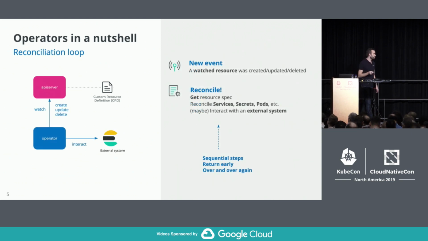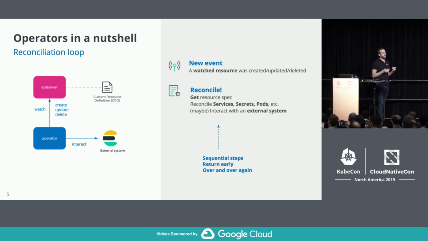Then the operator itself is basically just a pod running in the Kubernetes cluster. And what it does is watching resources in the API server. So here it would most probably watch all resources of kind Elasticsearch, but it would also probably be interested in watching pods, services, secrets, and everything we need to deploy an Elasticsearch cluster on Kubernetes.